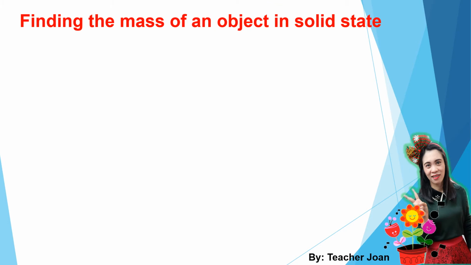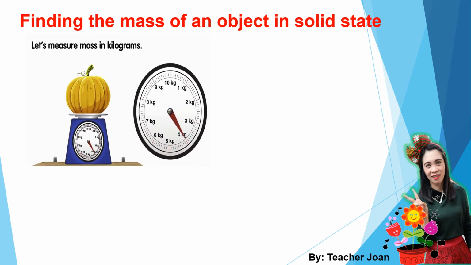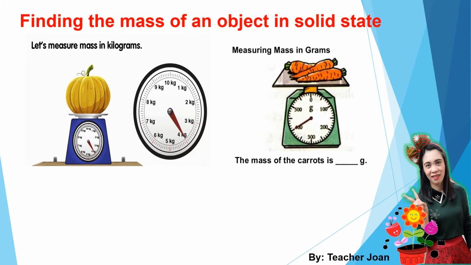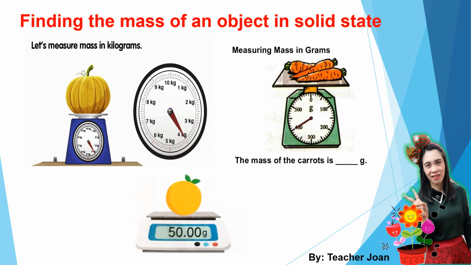Finding the mass of an object in solid state. In measuring the mass of an object, we can use kilogram using the spring balance. We can also use spring balance indicating the grams. And also, we have the electronic balance to use when measuring the mass in grams.